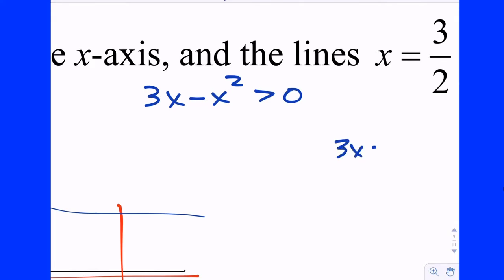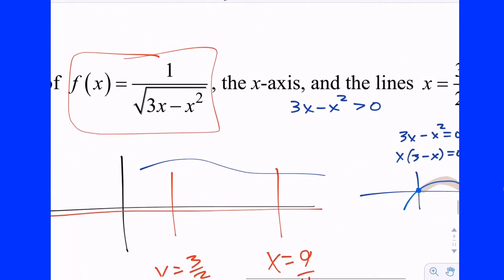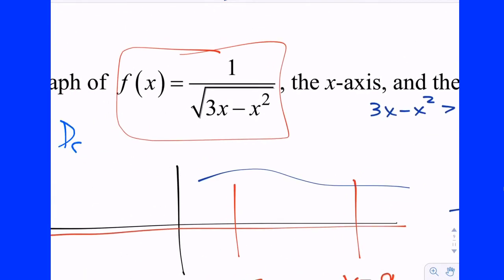If you find the x-intercepts by setting it equal to 0, you could factor out your x, and you get 3 minus x. And so it's going to be a parabola that opens down, and it has an x-intercept at 0, and way out here at 3, and it looks like that. So notice that that graph is entirely positive between 0 and 3. So the domain of this function, which could show up maybe as like part A on a free response, would be all the values strictly between 0 and 3.